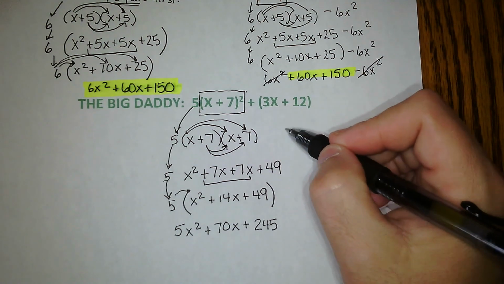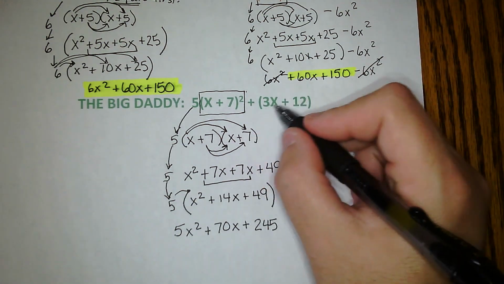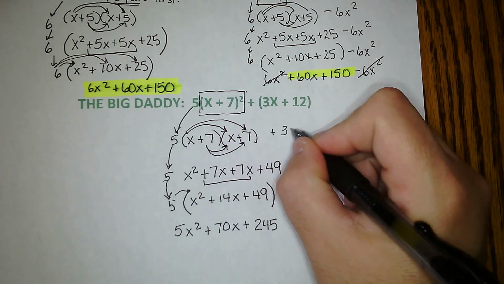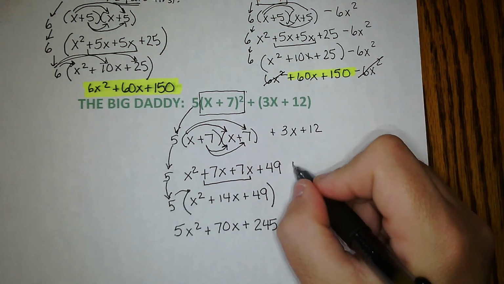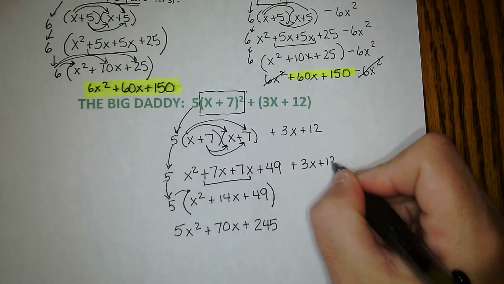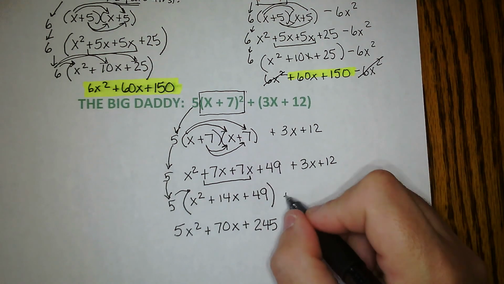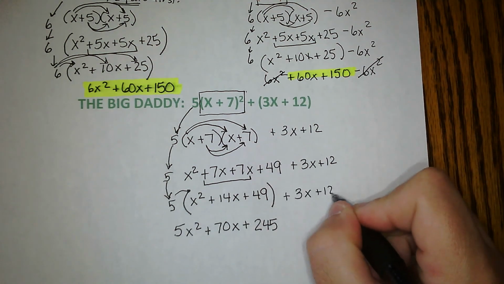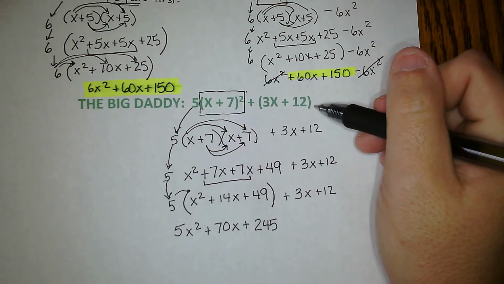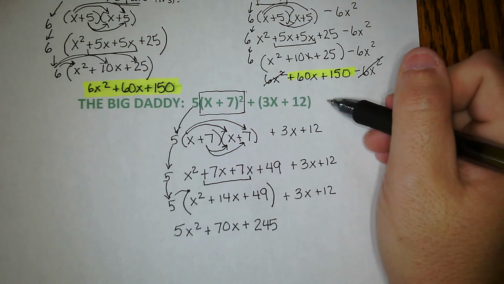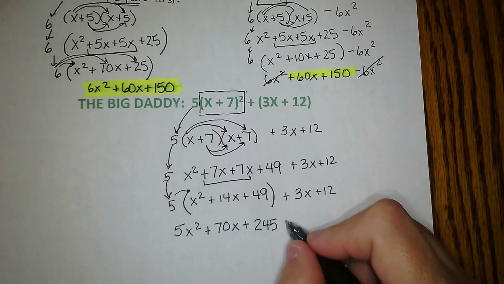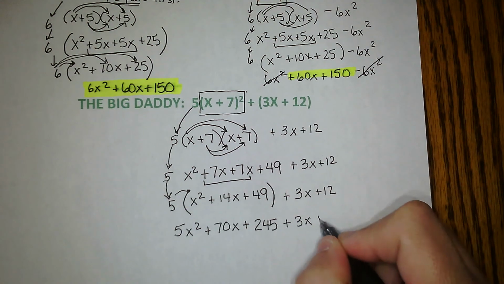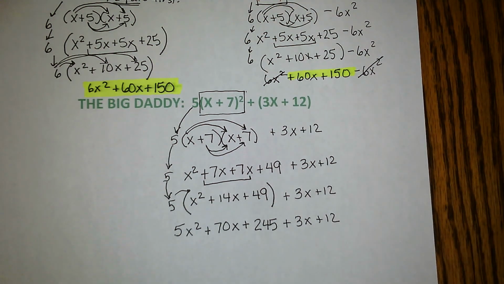Now we have to tack on the end. And all we have to do is add 3x plus 12. Now, if you're asking why don't I have the parentheses there? It's because they're just there to group. But they're not being multiplied or subtracted or anything, so you can just combine them with your end result for your finale.